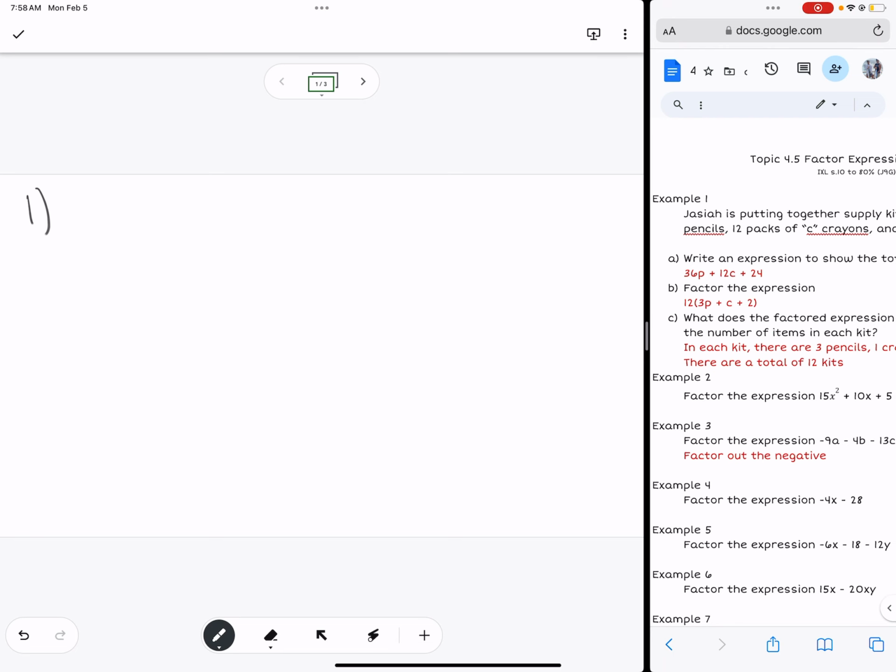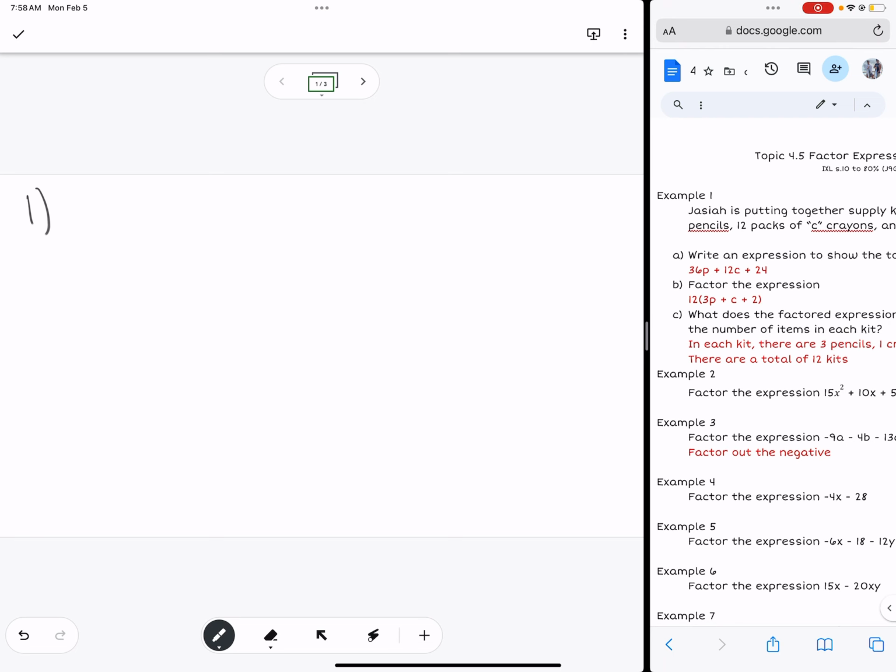So first of all, how many packs of pencils does he have? He has 36, so that's going to be represented as 36P. And are we adding or subtracting? Adding. And then it's going to be 12C for crayons, because he's got 12 packs of crayons. And then, is it 24E? Or is it just 24?